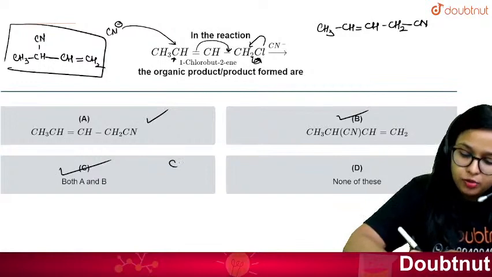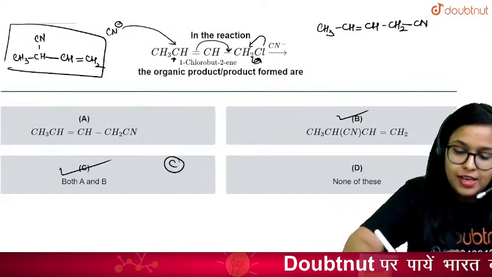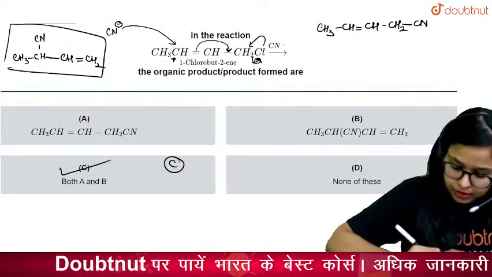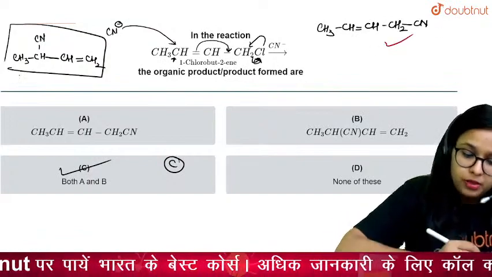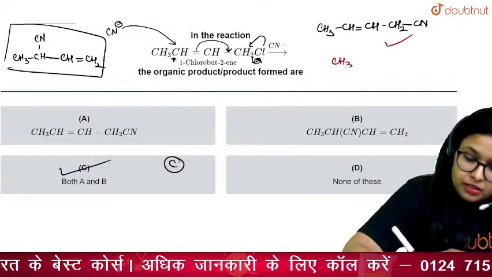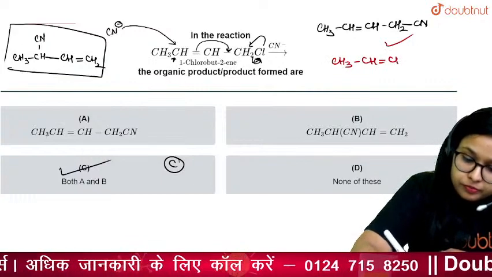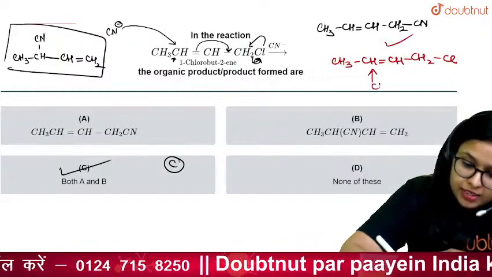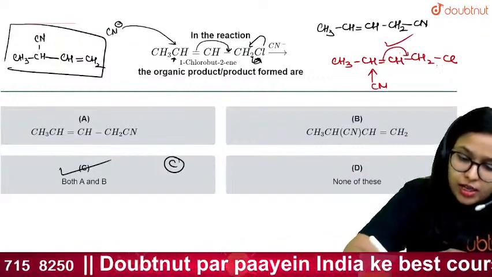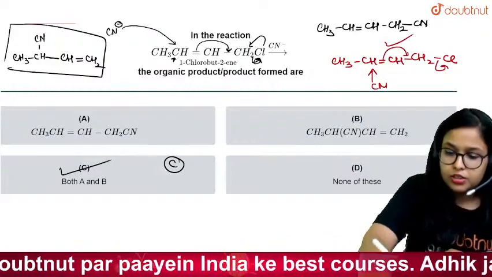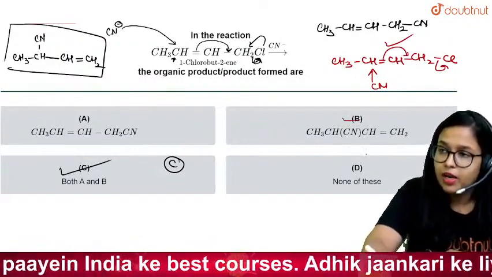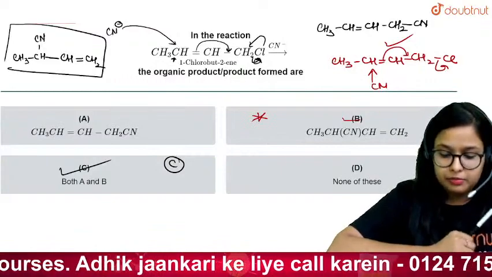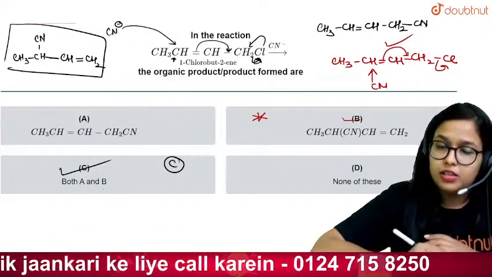The correct option for this question is option C. It is not individually A or B. The reaction can happen in this manner also. As you can see, if CN minus attacks here, the pi bond shifts and removes Cl minus too. So this is also a possible product. This is really important. You can remember this. So the correct option is option C.